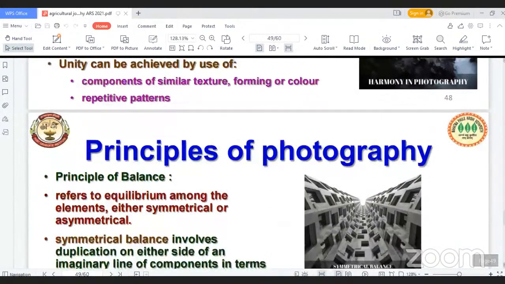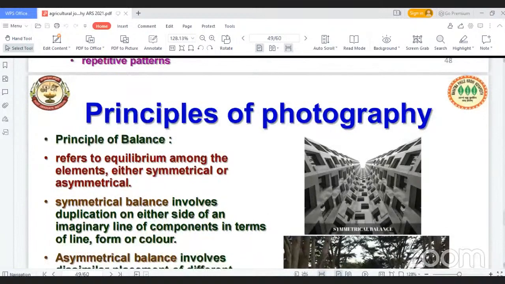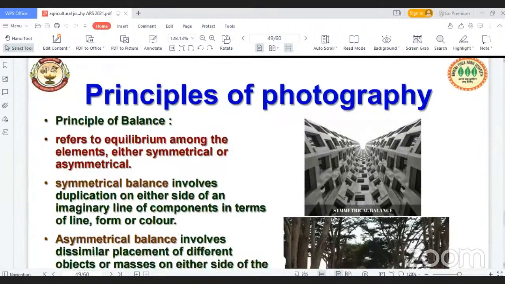Then, the principle of balance. It refers to the equilibrium among the elements. All the elements may be arranged symmetrically, or the elements may be asymmetrical. Symmetrical balance involves duplication on either side of an imaginary line.